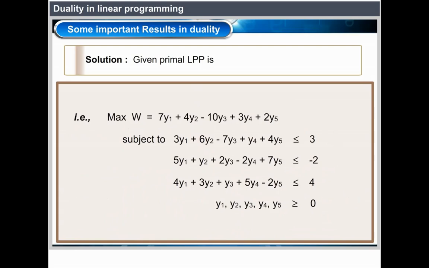That is, maximize W equal to 7y1 plus 4y2 minus 10y3 plus 3y4 plus 2y5 subject to 3y1 plus 6y2 minus 7y3 plus y4 plus 4y5 less than or equal to 3, 5y1 plus y2 plus 2y3 minus 2y4 plus 7y5 less than or equal to minus 2, 4y1 plus 3y2 plus y3 plus 5y4 minus 2y5 less than or equal to 4 and y1, y2, y3, y4, y5 greater than or equal to 0.